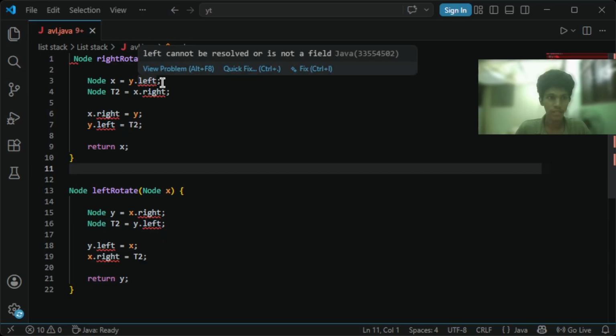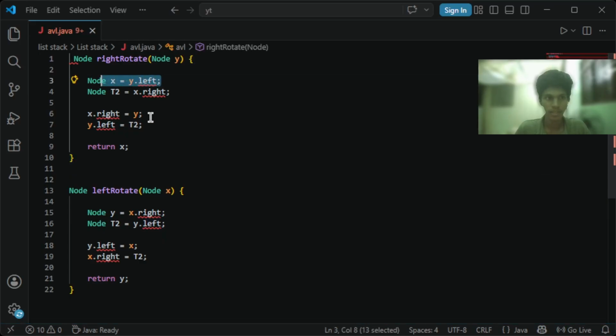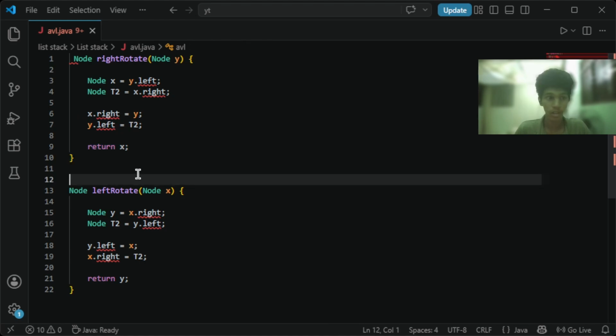First, the left child of y is stored in x. Then the subtree t2 is temporarily stored. Next, x becomes the new root, y moves to the right side, and t2 is attached to y. Finally, the function returns x as the new root after rotation. This restores balance in the tree.